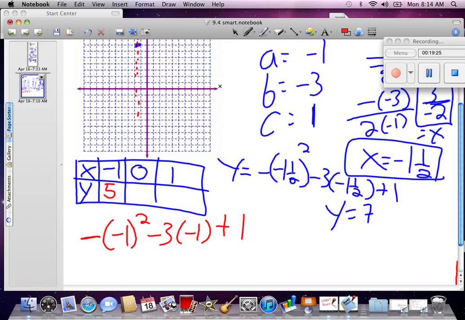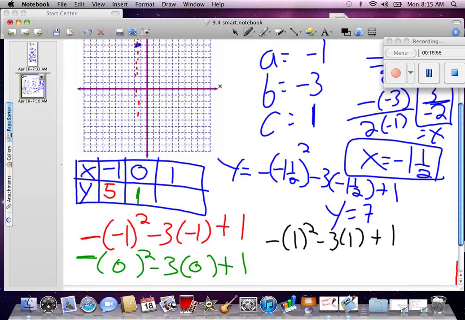Now I'm going to plug in 0. So I say negative 0 squared minus 3 times 0 plus 1. Again, I'm just going to stick that into my calculator. Negative 0 squared minus 3 times 0 plus 1, we get 1. And finally, I plug in negative 1 squared minus 3 times 1 plus 1. So I put negative parentheses 1, plus 1 gives me negative 3.